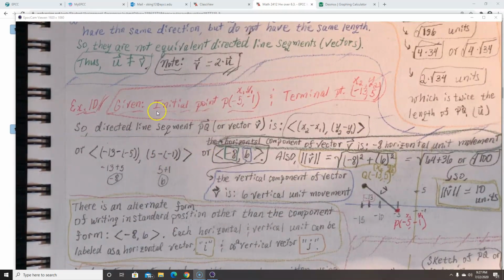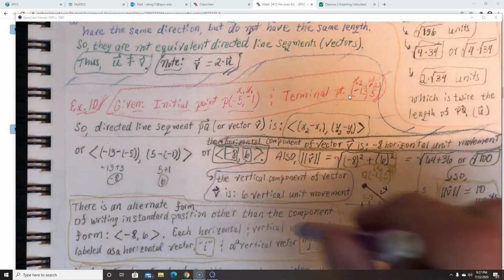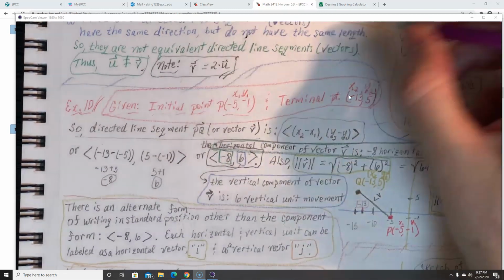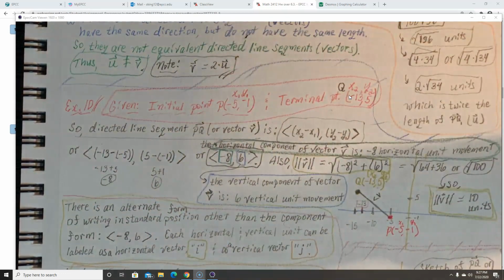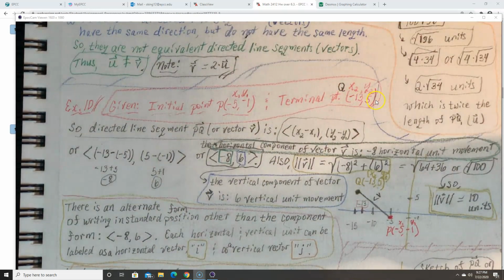Number 10. Given the initial point, and I took the liberty of putting the letter P there, -5, -1. And the terminal point, Q, -13 and 5. Because it's a terminal point, we're calling it Q, and therefore this is the second x value, the second y value, and this is the first x and y value.